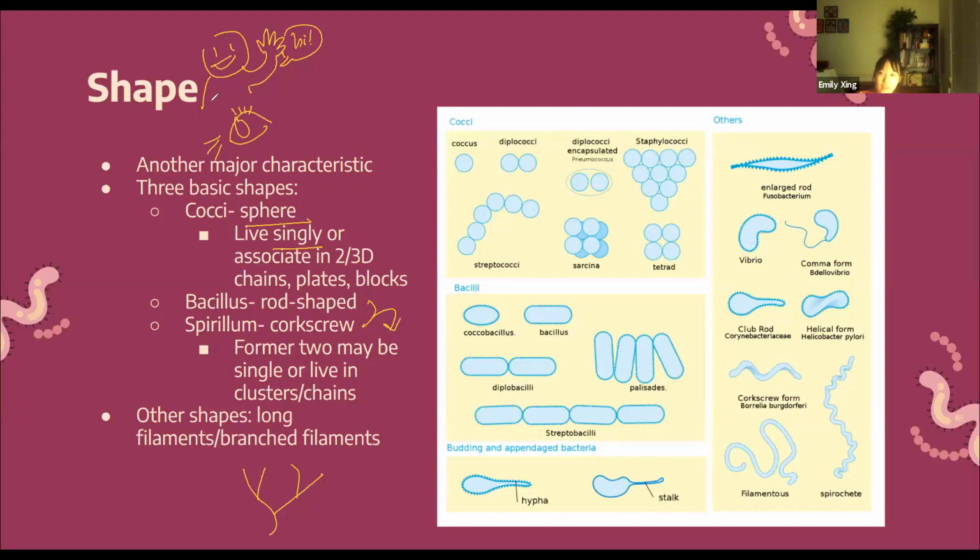So again, when you see here, you have your cocci, which are spheres. Here are some examples. You have your bacilli, which are rods. They're long. This is circular. These are all basically spirillum. They're twisty. You have these budding ones, some examples of more shapes. A weird bean, yeah.